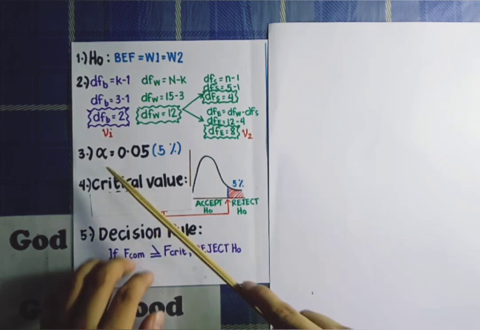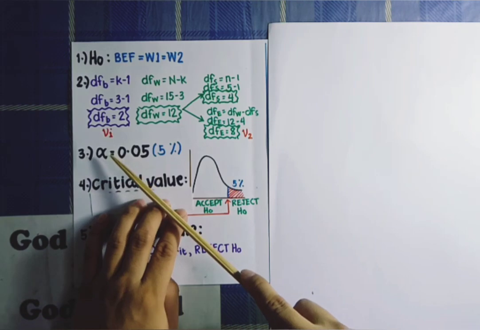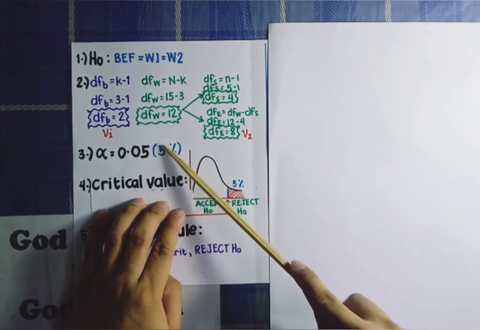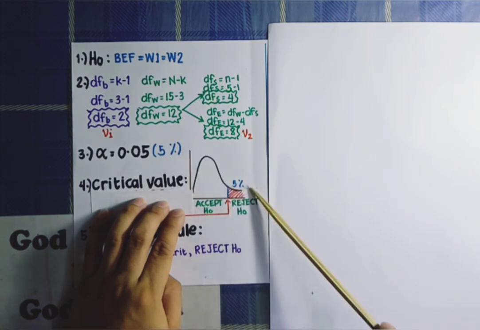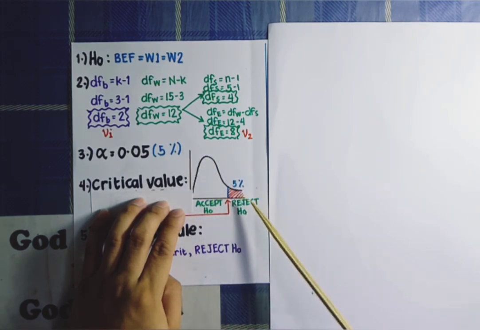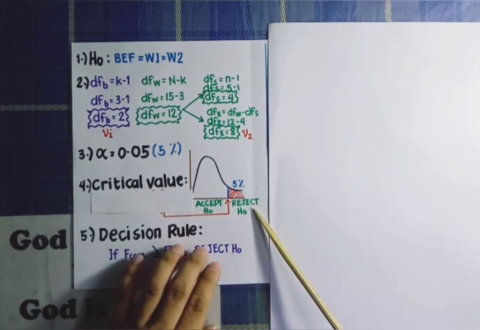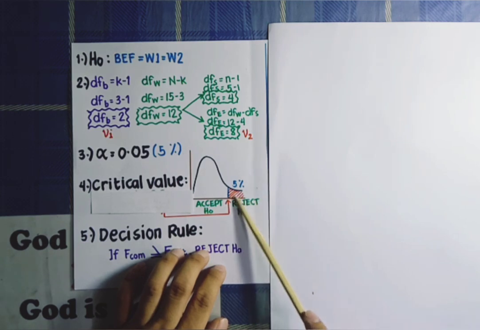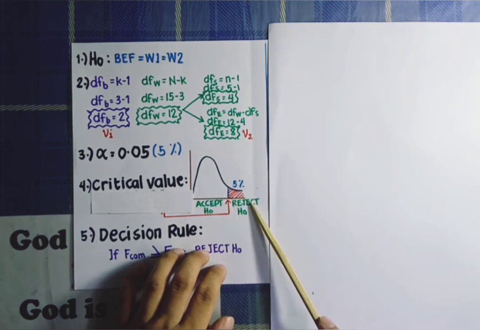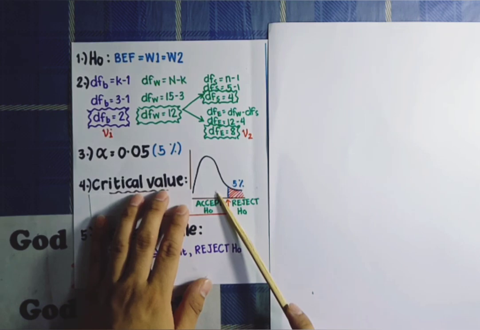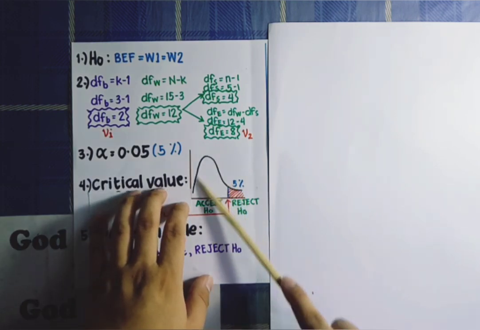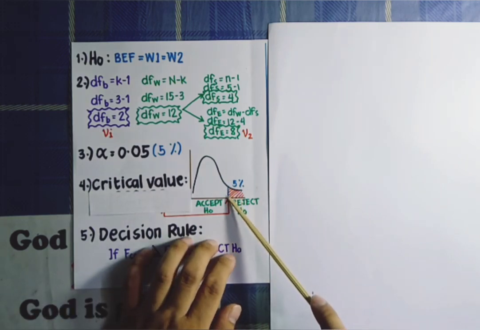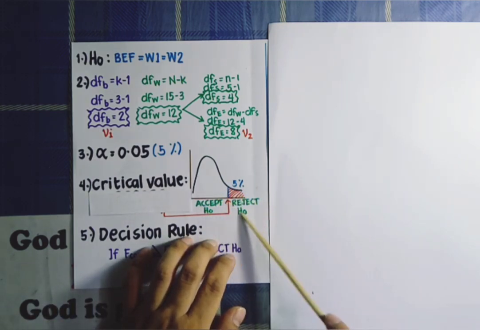Now, for our alpha level or level of significance, our level of significance is 0.05 or 5%. This 5% is represented by this region in our F distribution. This region is actually known as the rejection region. If our F value or if our ANOVA value falls under this region, then we need to reject our null hypothesis. Now, if our value falls under this region, then we need to accept our null hypothesis.